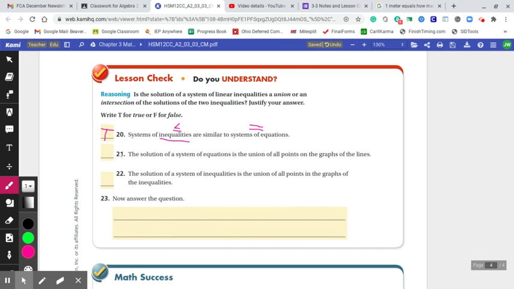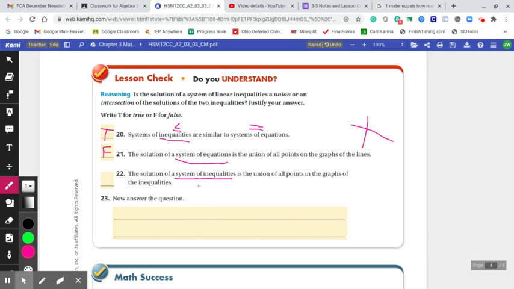Number 21, the solution of a system of equations is the union of all points on the lines of graphs. That's false. Let's read this again. The solution of a system of equations. So that's just the one point, right? So that equation is just going to be two lines coming together and you have one solution. The inequality will be a lot of solutions, unless it's two lines that are exactly the same and they have infinite solutions.